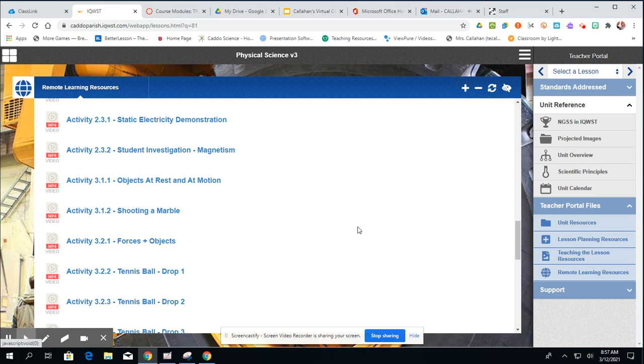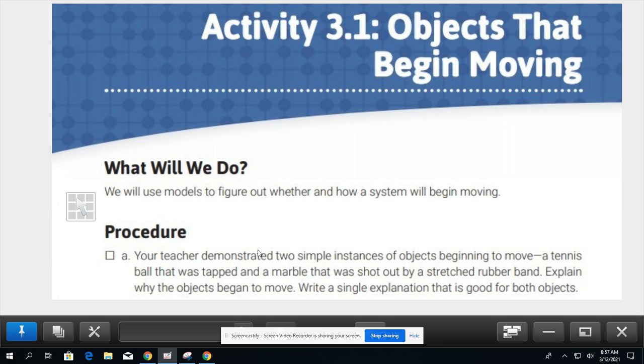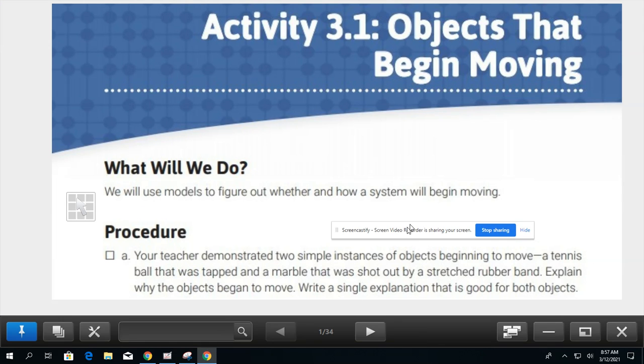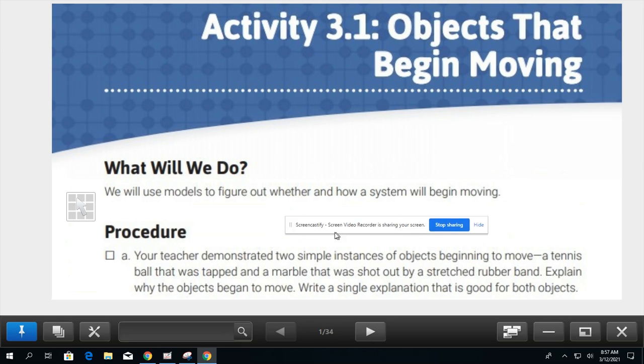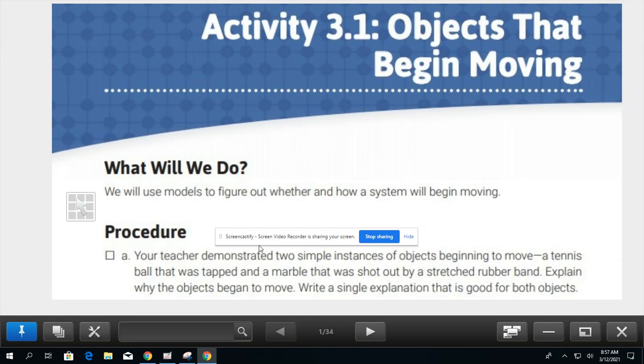Okay, so now you're going to review your observations for both the marble and the tennis ball. Underneath A, can you come up with an explanation? Can you write an explanation that explains why both objects begin to move? Look at your observations.